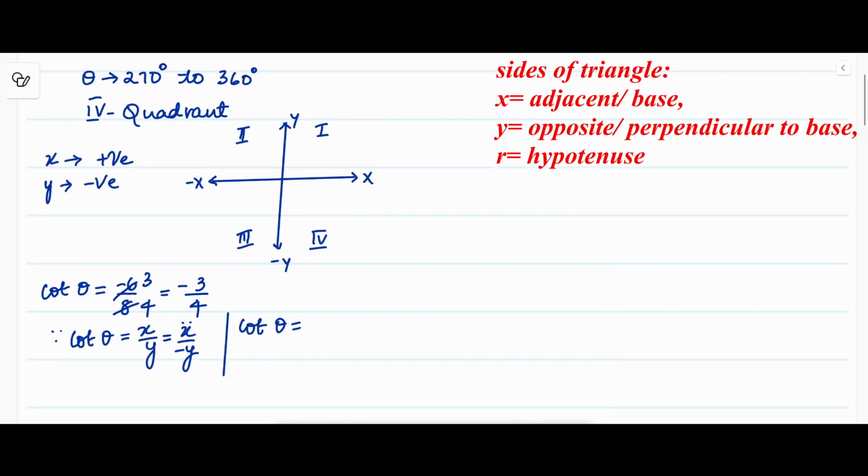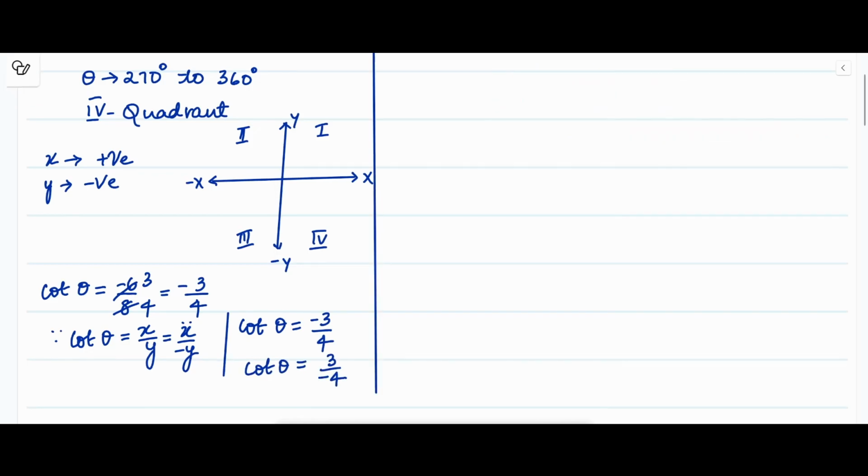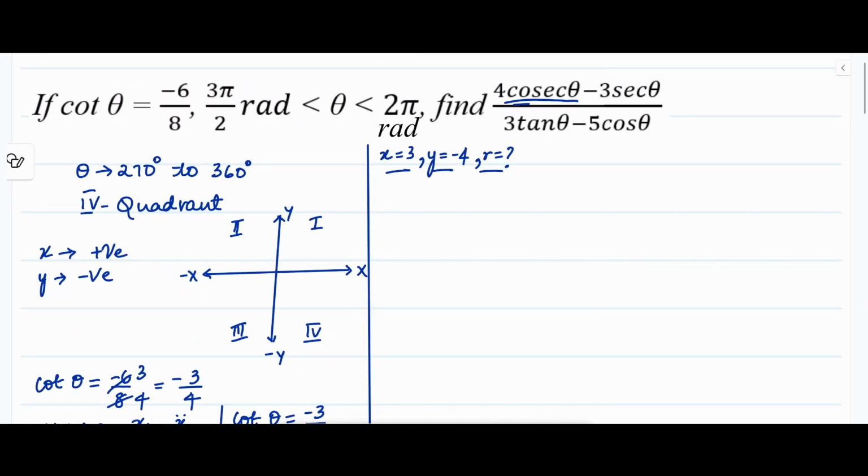From the question, we got cot theta equal to minus 3 by 4. But x is positive and y is negative. So therefore, we can rewrite this equation as cot theta is equal to 3 by minus 4. So from this data, we got the value of x to be 3 and y to be minus 4, which is negative. But we don't know the value of r. So we need to know the value of x, y, and r to find the trigonometric ratios of cosecant theta, secant theta, tan theta, and cos theta in order to solve this equation.